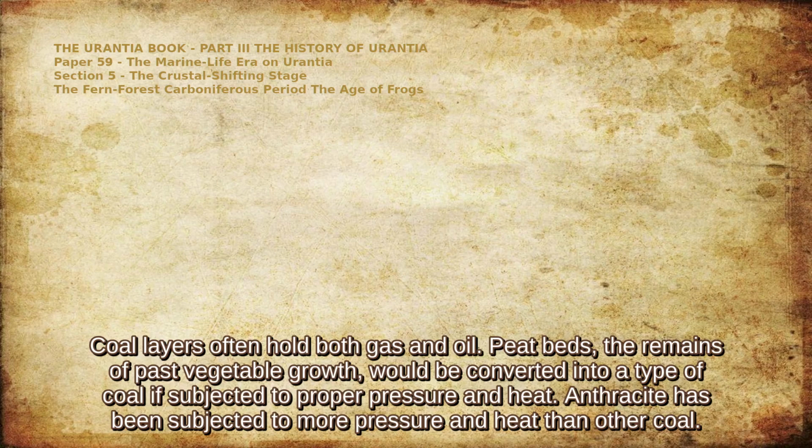Peat beds, the remains of past vegetable growth, could be converted into a type of coal if subjected to proper pressure and heat. Anthracite has been subjected to more pressure and heat than other coal.